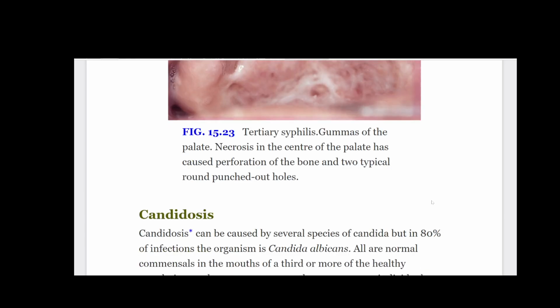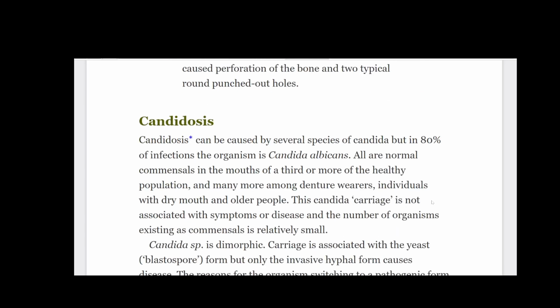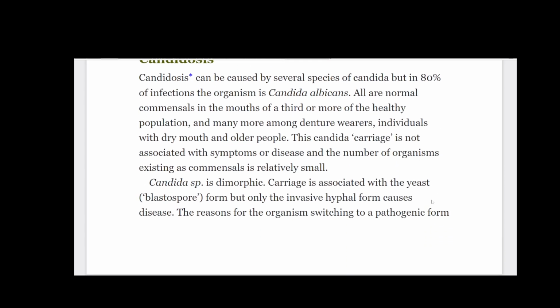Candidosis can be caused by several species of Candida, but in 80% of infections the organism is Candida albicans. All are normal commensals in the mouths of a third or more of the healthy population, and many more among denture wearers, individuals with dry mouth and older people. This Candida carriage is not associated with symptoms or disease, and the number of organisms existing as commensals is relatively small. Candida sp. is dimorphic. Carriage is associated with the yeast, blastospore, form, but only the invasive hyphal form causes disease.